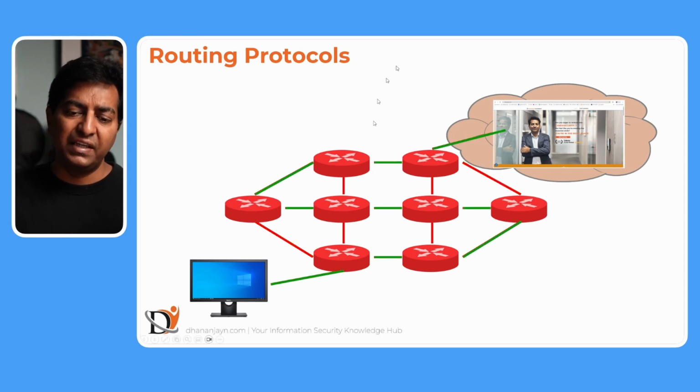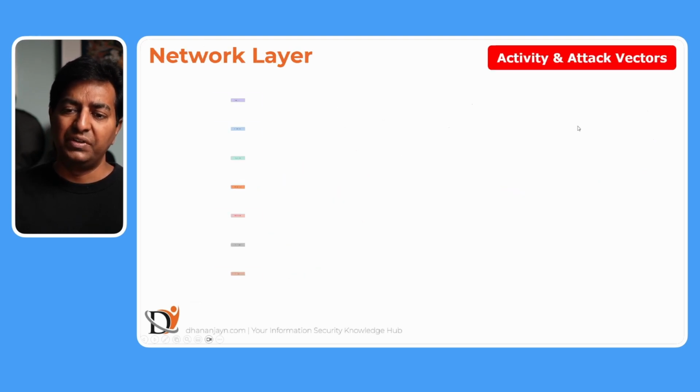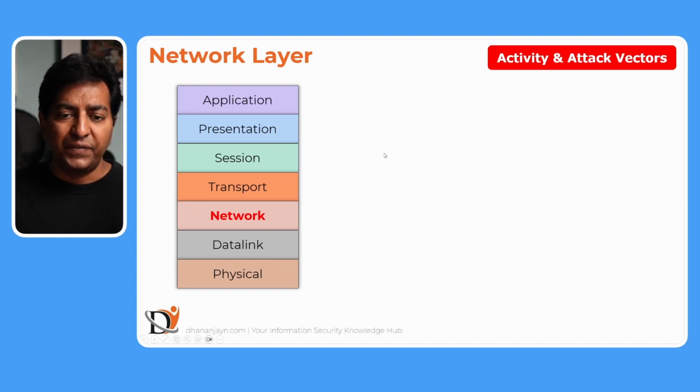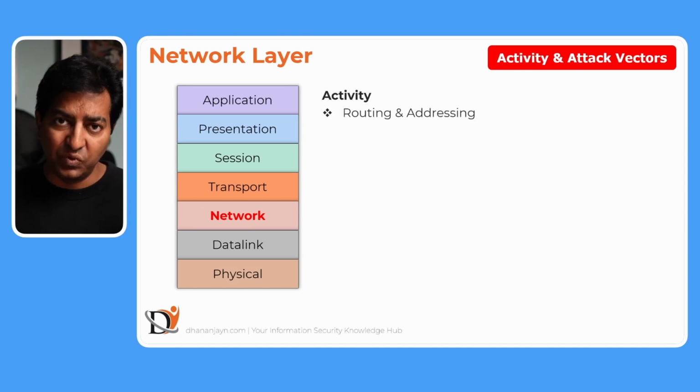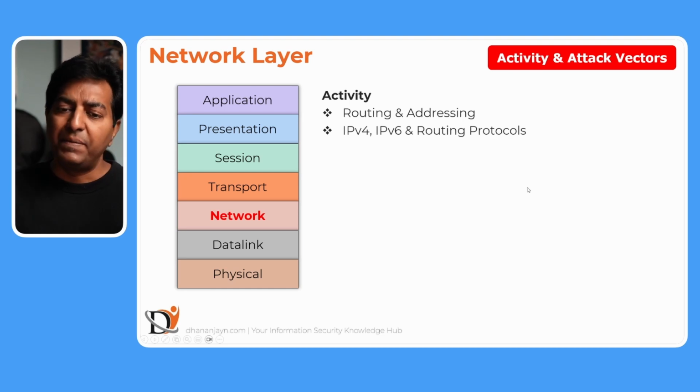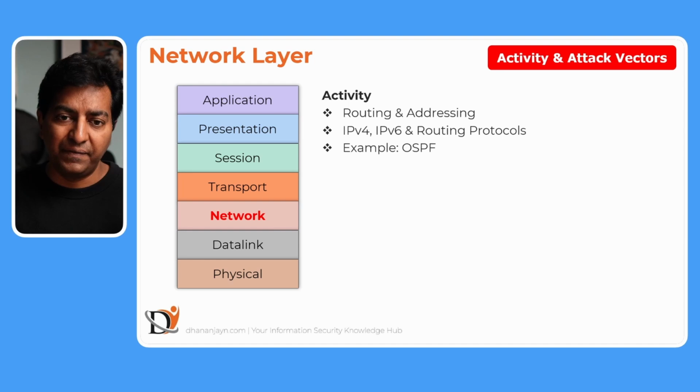So friends, like this, the path is selected by the routing protocols, and finally it reaches the destination. Now talking more about the activity and the attack vectors at this layer. Activities like routing and addressing go on at this layer, which you already know. IPv4, IPv6 and routing protocols work at this layer, for example OSPF, which is Open Shortest Path First. OSPF is one of the well-known protocols used to select the best path. So always remember, the shortest path is never the best path. The decision needs to be taken based on the available bandwidth or the best way to transfer data from one point to another. OSPF does that.